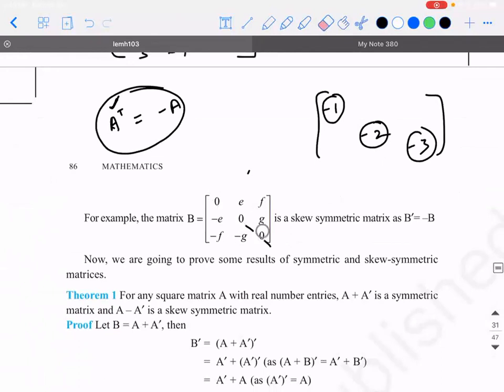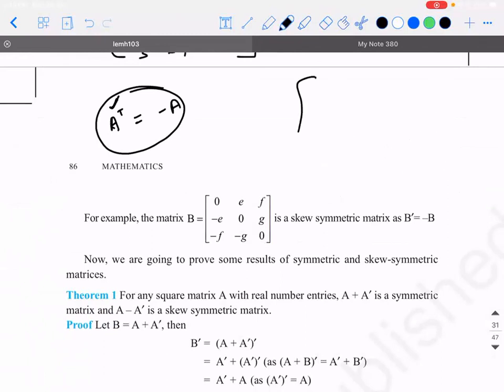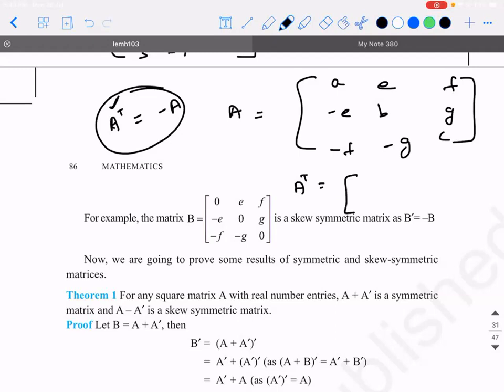I'm taking a matrix like this: A, B, C, E, minus E, F, minus F, G, minus G. This is the matrix A. It's a square matrix, so I can define the skew symmetric condition. If I take the transpose of it, what do I get? A, B, C are undisturbed. Here you will have E, here you will have minus E. Here you will have F, here you will have minus F, here you will have minus G, here you will have G. I hope this point is clear.